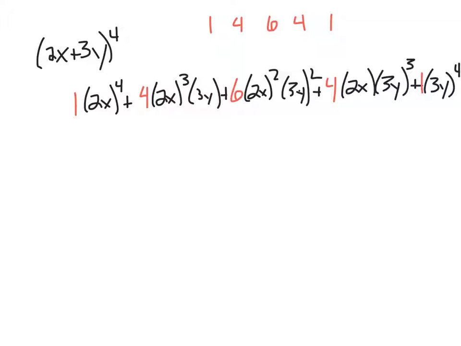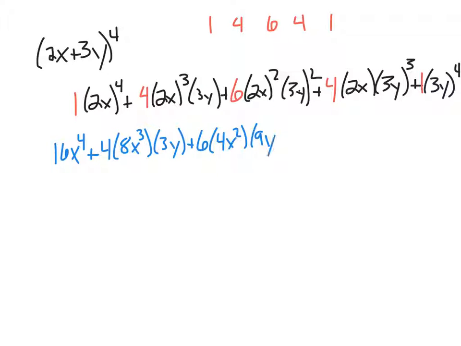And now it's just about order of operation again. So we're going to raise 2 to the fourth power, and that's going to be 16. So our first term is going to be 16x to the fourth. And I'm going to write these out in a couple different steps. So plus 4 times 8x cubed times 3y plus 6 times 4x squared times 9y squared plus 8x times 27y plus 81y to the fourth.